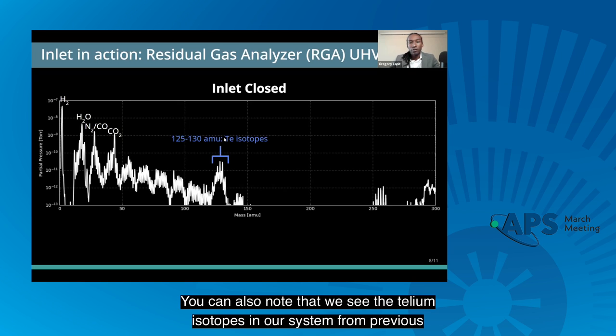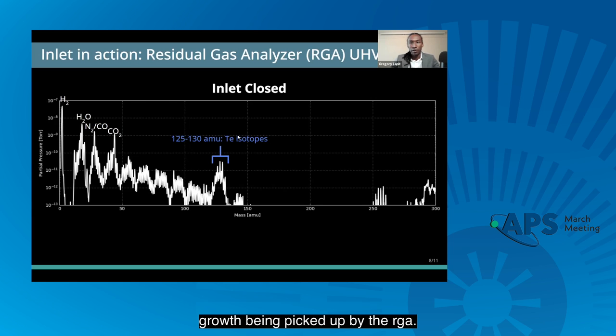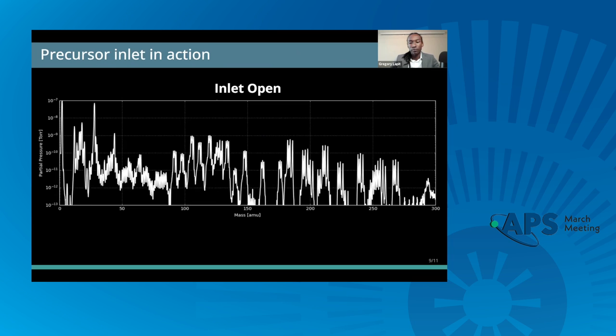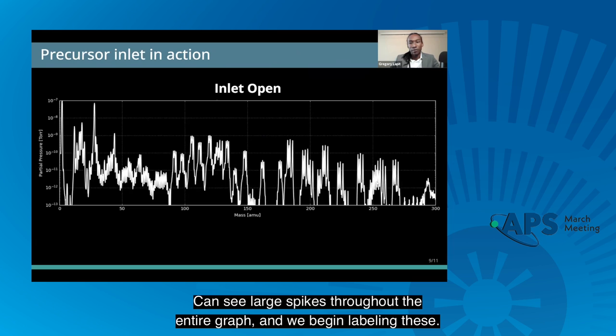You can also note that we see the tellurium isotopes in our system from previous growths being picked up by the RGA. You can also see ditellurium. Now let's open the inlet and see what shows up. You can see large spikes throughout the entire graph, and we begin labeling these.